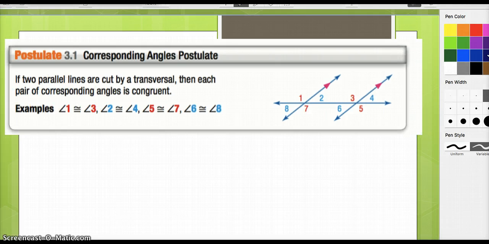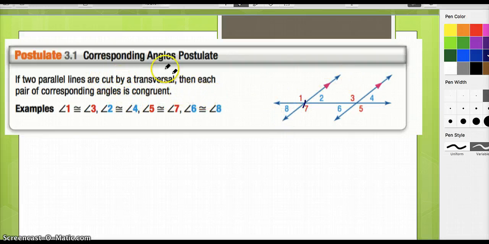So we've got these postulates that we got to keep in mind. And remember, postulates are things that we're going to accept as true and not necessarily prove. So the first postulate is 3.1. It's about corresponding angles. A lot of these postulates we talk about today are going to be if you got two lines that are cut by a transversal. Not just any two lines, but two parallel lines. So all of this is about some neat things that happen when parallel lines are cut by a transversal.